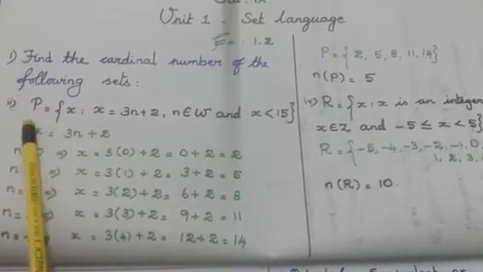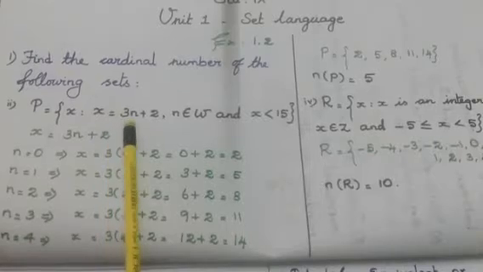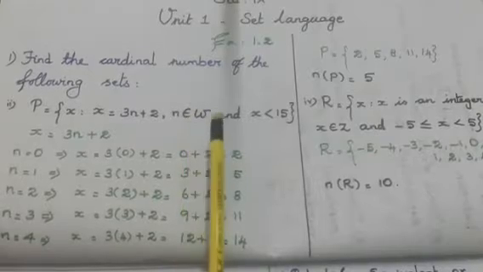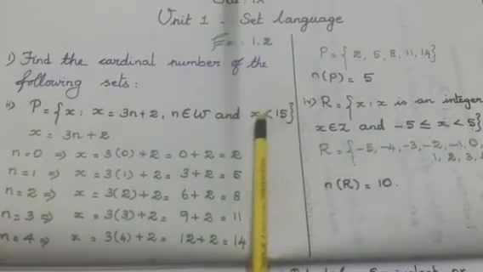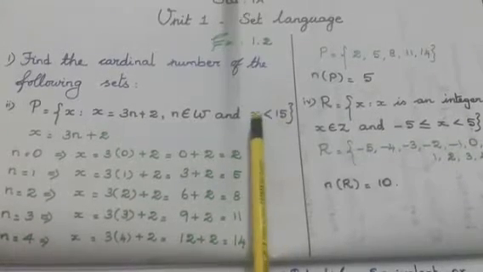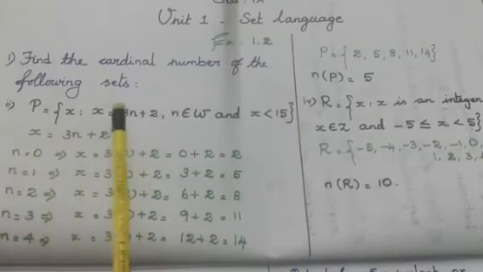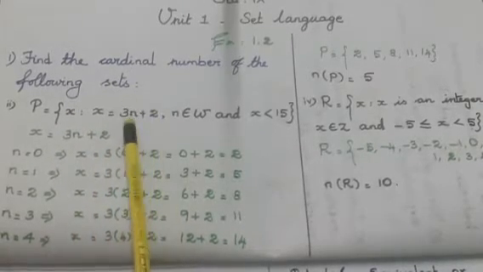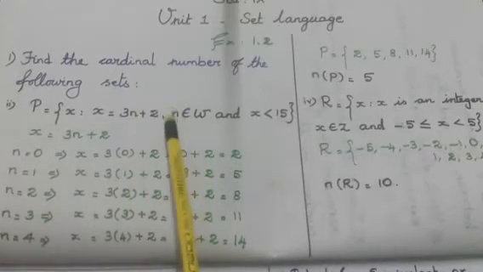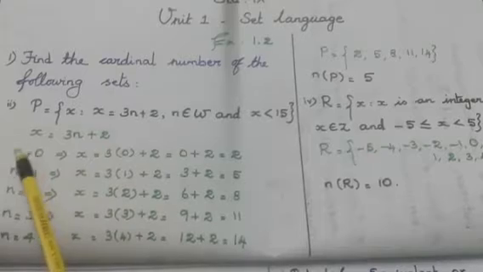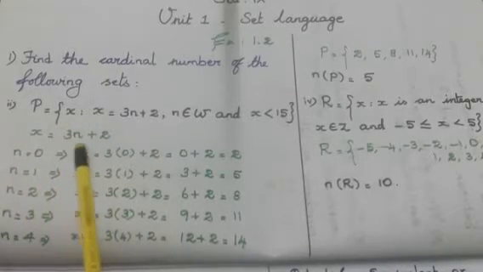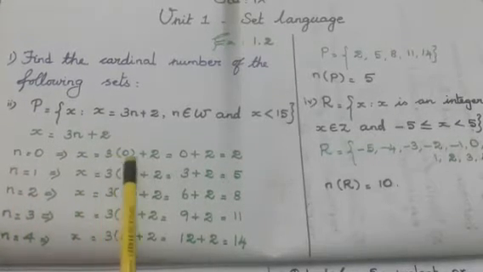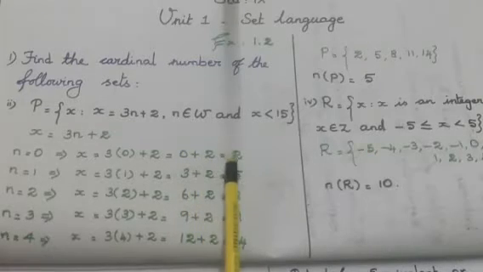Okay. So first sum: P is equal to {x such that x = 3n + 2, n belongs to W, x < 15}. W means whole numbers. Whole numbers start with 0. Here a limit is given: x does not exceed 15. So first we find the value of x. We start n from 0, because n belongs to W. When n = 0, x = 3 × 0 + 2 = 0 + 2 = 2.